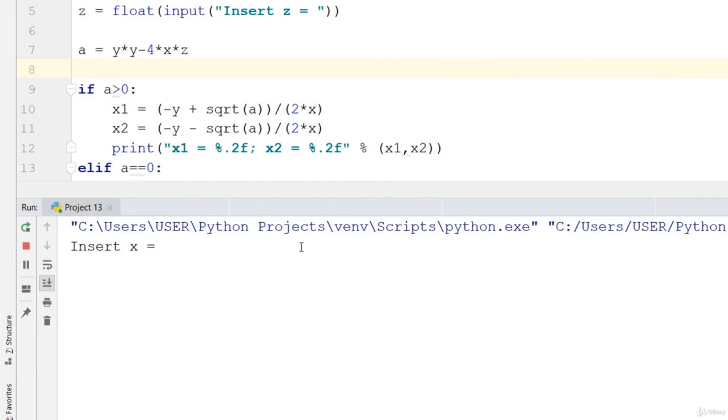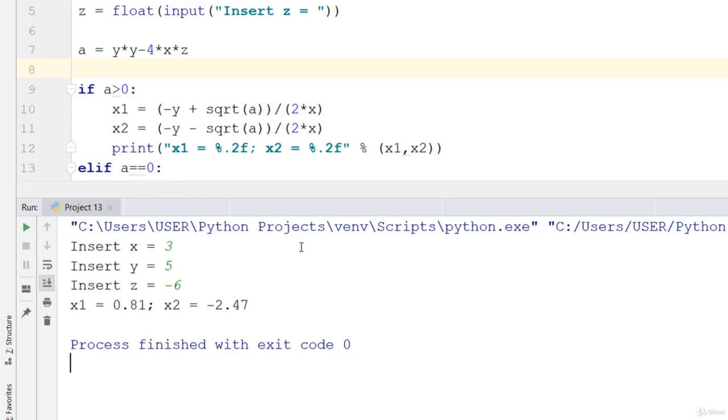So we can try one more time. Let's say x is equal to 3 and y is equal to 5 and z is equal to -6, and that is the result. x1 is equal to 0.81 and x2 is equal to -2.47. So I believe that is okay.